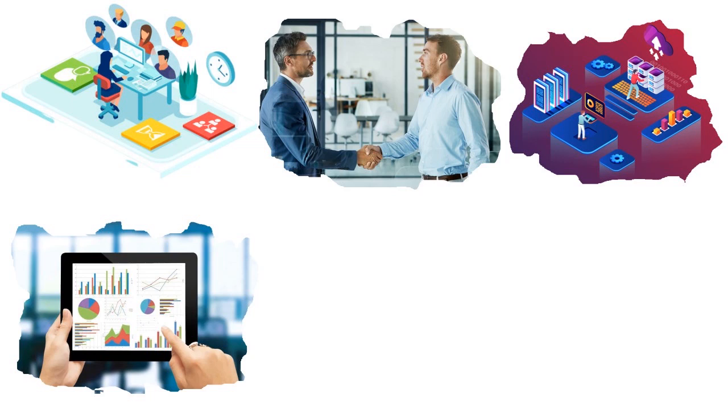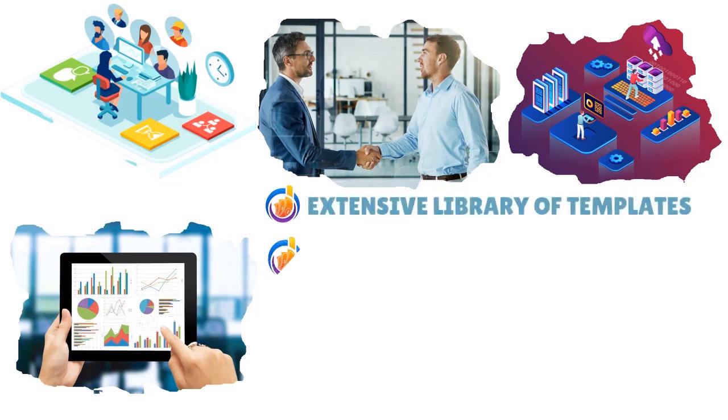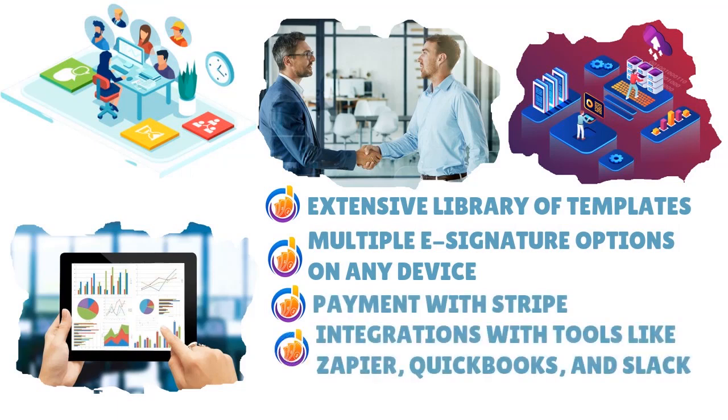So that's really fantastic. So when you think about Prospero, some of the key features I want you to think about, the key modules. You have an extensive library of templates, multiple e-signature options on any device, payments with Stripe, integrations with tools like Zapier, QuickBooks, and Slack, and you have chat support.